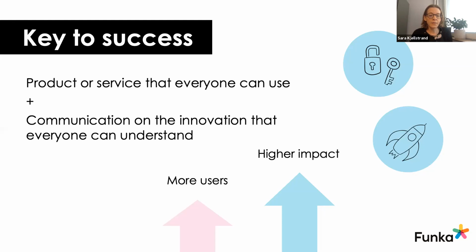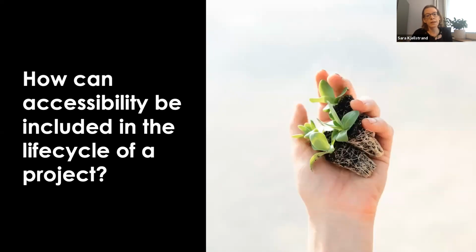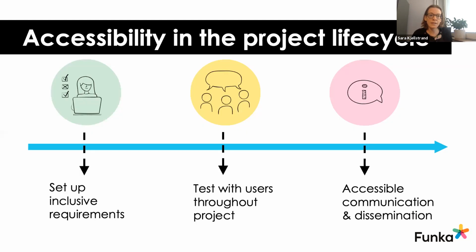And this can be done in various ways. So we have to do it throughout the whole life cycle of the project. And this is what we come to next. Accessibility is not something that you can just add in the end, but you really need to integrate it into the whole thinking of the project.